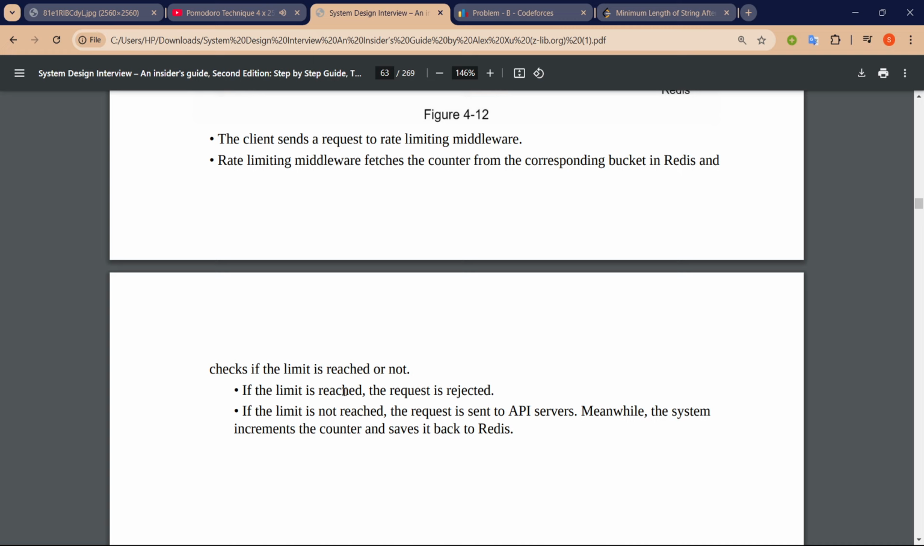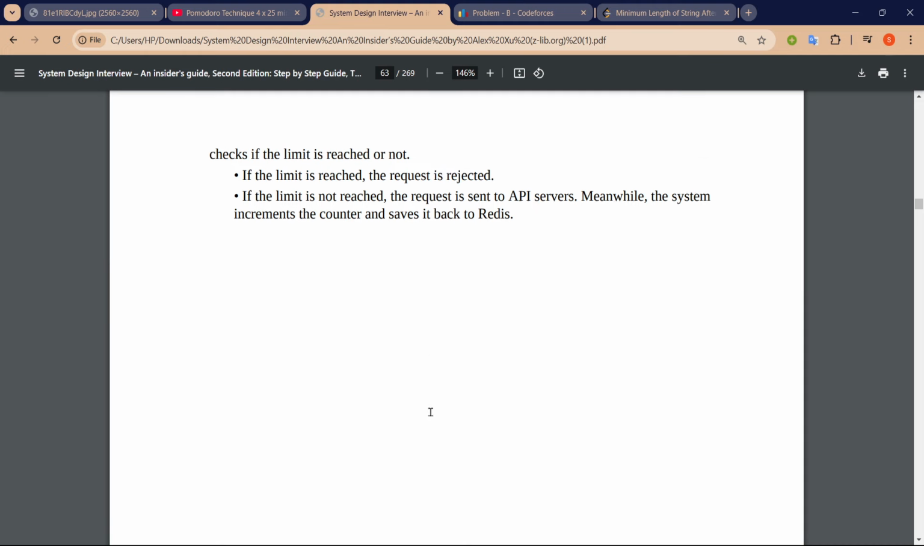If the limit is reached, the request is rejected. If the limit is not reached, the request is sent to the API servers. Meanwhile, the system increments the counter and saves it back to Redis.